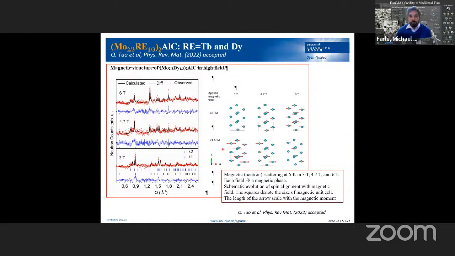Now, one also finds, due to the layering, an antiferromagnetic stacking. So you see that here, this arrow points to the left, this arrow points to the right. And now this changes as a function of applied magnetic field. You see this becomes smaller and smaller. Well, hand waving, one cannot explain that anymore, I would say.